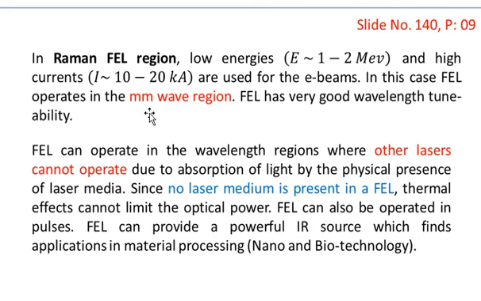So you can notice that this millimeter wave region, which is an important part of the spectrum, is obtained from the Raman FEL region with these parameters, that is, the energy should be in the range of 1 to 2 million electron volts with the currents in the range of 10 to 20 kiloamperes. FEL has very good wavelength tunability.